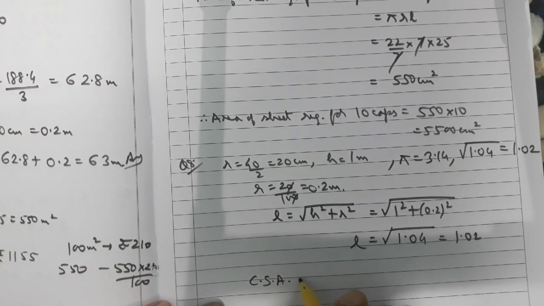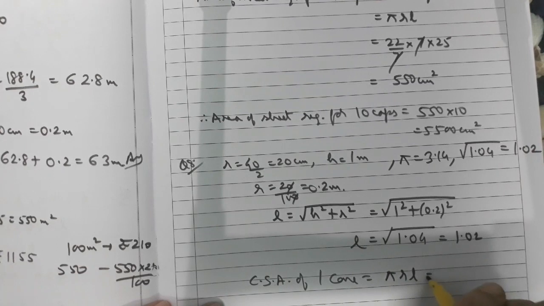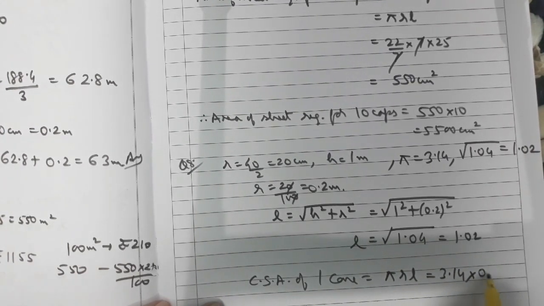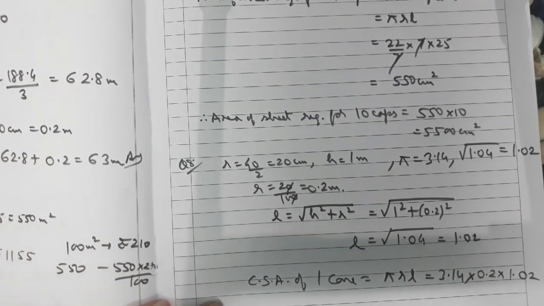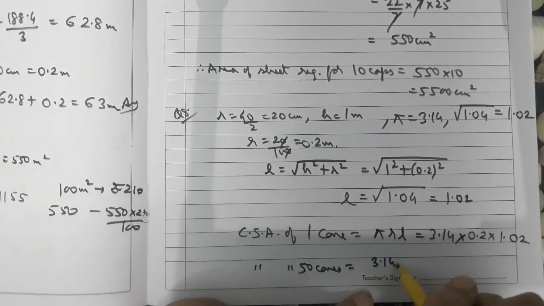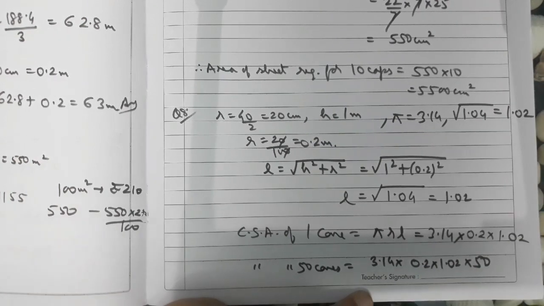So we find out the curved surface area of one cone, which is pi r L. Pi is given to us as 3.14 into r is 0.2 into L is 1.02. But how many cones do we have? We have 50 cones. So curved surface area of 50 cones would be this value into 50. So it comes out to be 3.14 into 0.2 into 1.02 into 50.